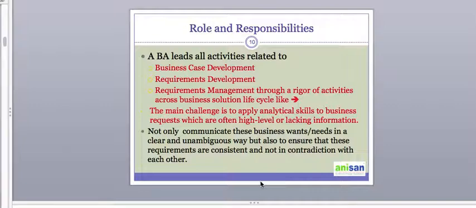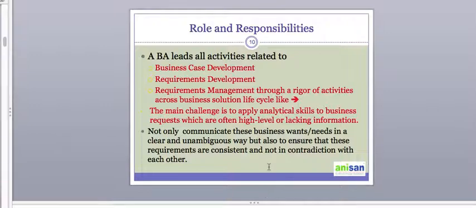The main challenge is to apply the analytical skill to the business request, which is often high level and lacks information. So how do your analytical and interpersonal skills work here in order to understand the business request which is at a high level, and how do you define it to the detail level, so that you translate that business and stakeholder requirement to the solution requirement. This is the key part which the business analyst has to do.